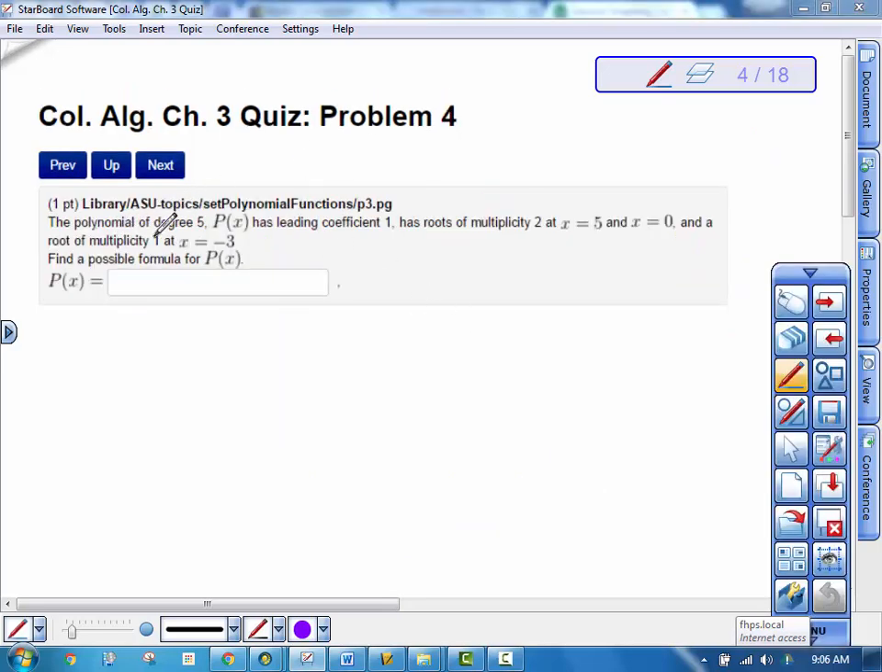Okay, the next problem: a polynomial of degree 5 has leading coefficient 1 and roots of multiplicity 2 at 5 and at 0. So that'd be x squared and x minus 5 squared. Multiplicity 2 means we have an exponent of 2. And it's x minus 0 for the factor. It's x minus 5 for the factor if these are the two zeros.